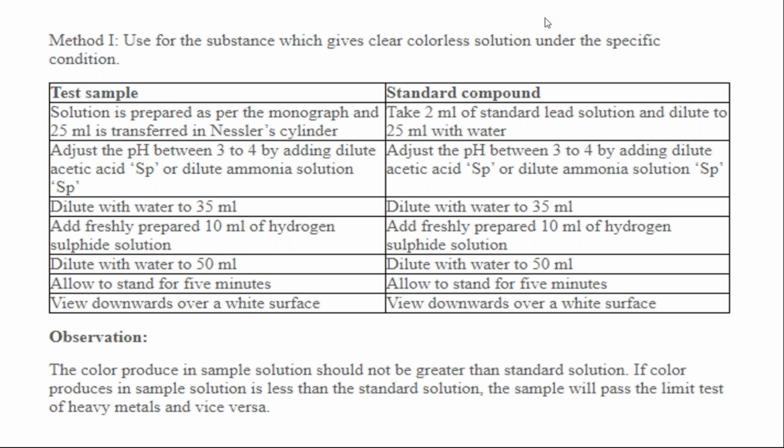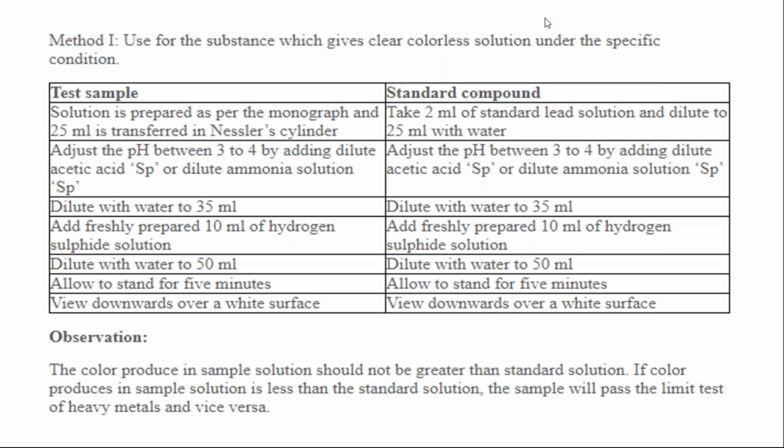Now, supposing your solution, when you're checking the pH, has a pH of 1, if you're going to add acetic acid, you're going to make the solution more acidic, okay? But you want the pH to be between 3 to 4. At that time, you're going to add dilute ammonia solution to bring the pH to 3 to 4. Now, supposing your solution is basic in nature and it has a pH of 10, then you need to bring down the pH to 3 to 4 because that is what is specified in the pharmacopoeia. So, at that time, you will be adding dilute acetic acid.